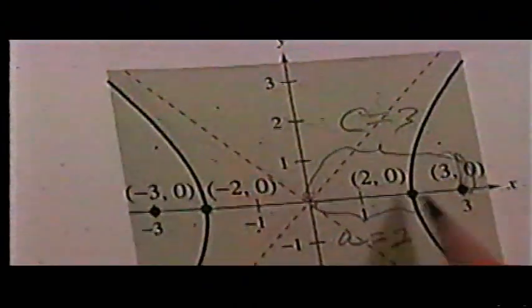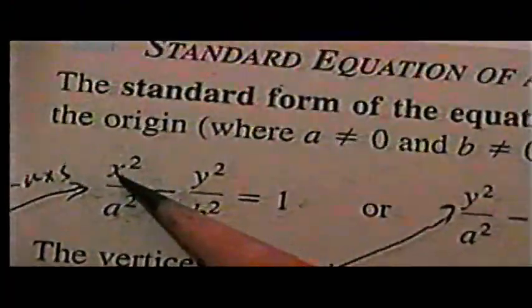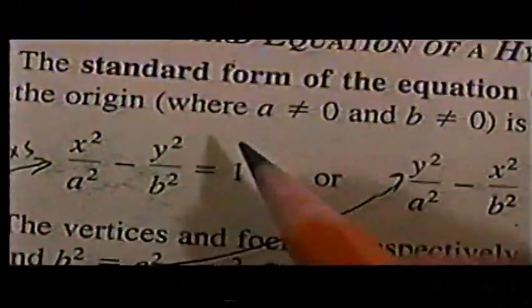So now we have everything we need to write the equation in standard form. We know that the positive is on the axis that contains the transverse axis. So the x-axis has the transverse axis, which means the positive in our formula is on the x. So we go back and look at the formulas there, and we see that the first formula has positive on the x.